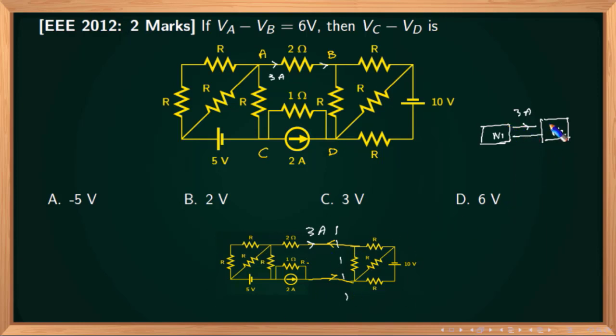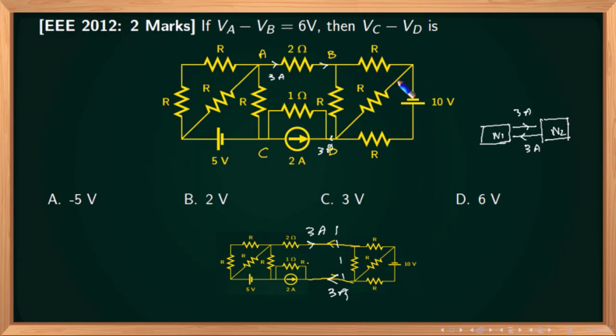Now if 3 flows in this direction, I know that 3 must enter back into this network. 3 flows out of the network and 3 must flow back into this network. That is the way Kirchhoff's current law says. Whatever goes out must come back. So if 3 flows in this direction, I know that 3 must come in this direction. So this current must be 3. Right? If 3 leaves, 3 must enter.